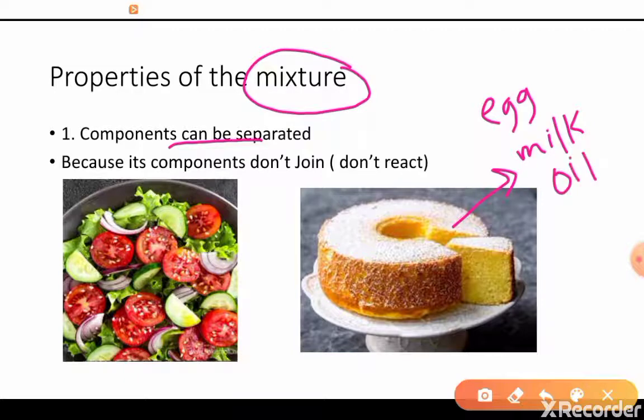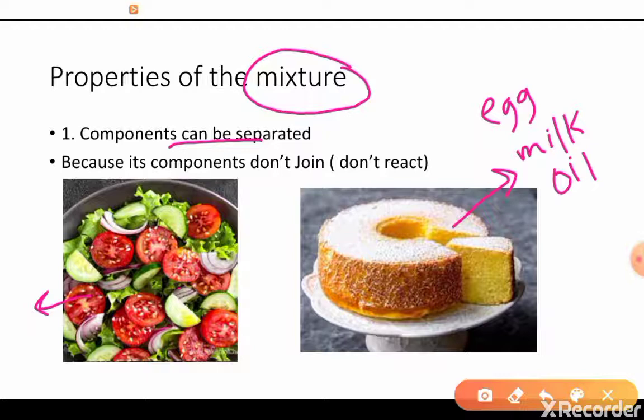and oil and sugar and flour and so on, all the components join together. When I put all of these components together and put them in the oven, all the components joined together. All the components joined or reacted together to be only one thing, which is the cake. But in the salad, the components are separated from each other. The components are not joined in the case of the salad, okay?